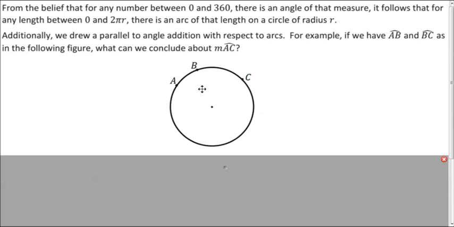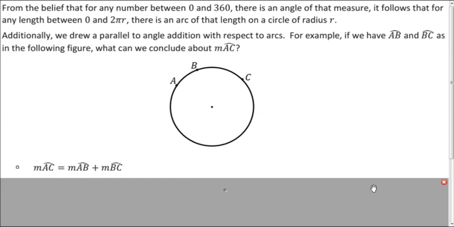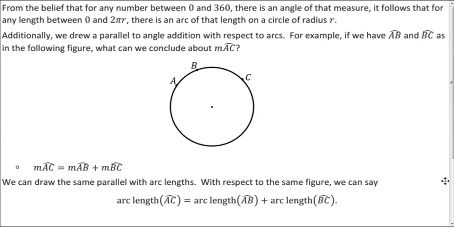Now we also saw that when we have adjacent arcs, we can do something with their measures. If we add their measures together, we end up with the degree measure of the larger arc, right? So this equation holds true. And we can do something very similar with arc lengths. If we have adjacent arcs, we can add the arc lengths of the smaller arcs together to find the arc length of the larger one.